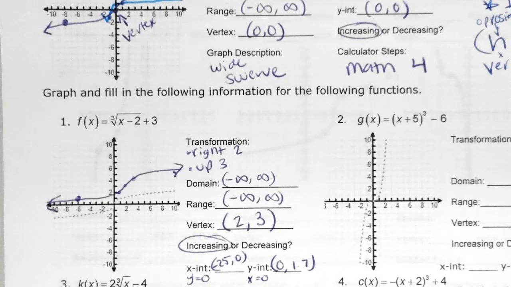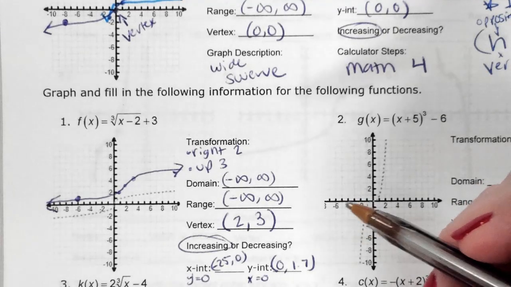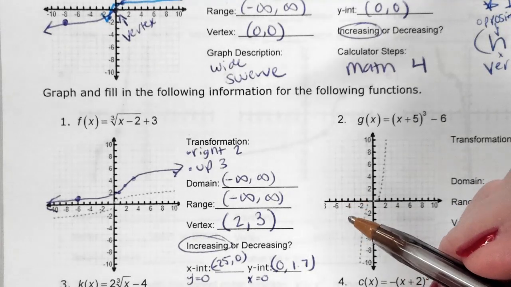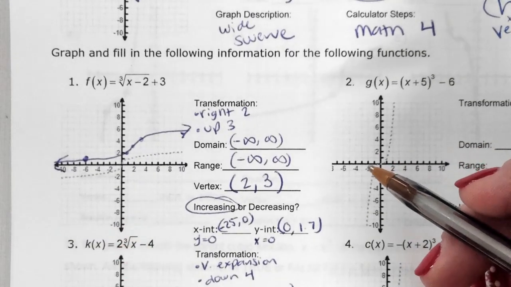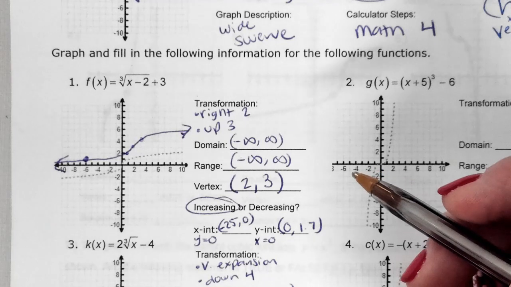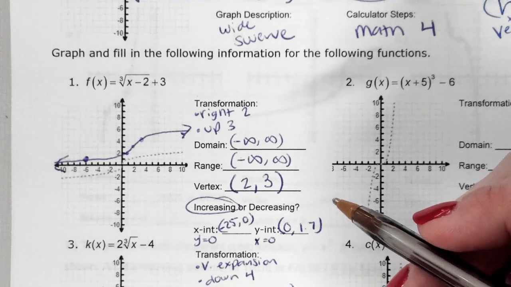Okay, what do you notice with this one? Vertical expansion. What else? Going down 4. Okay. What do we know about domain and range always? It's all real numbers, negative infinity to positive infinity for both. What's my vertex?